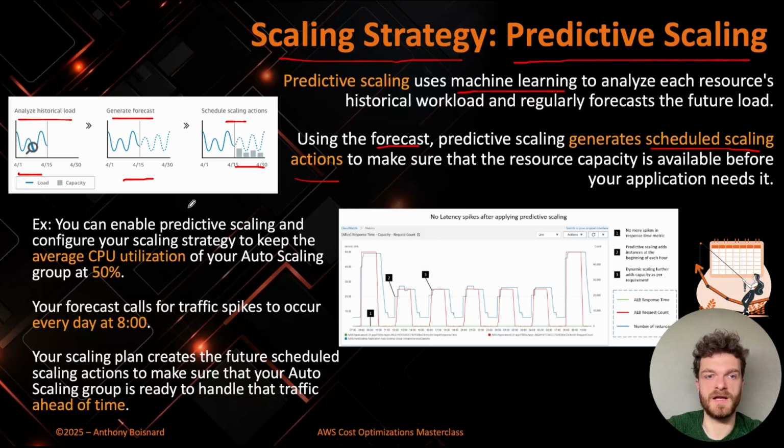So, for example, you can enable predictive scaling and configure your scaling strategy to keep the average CPU utilization of your auto-scaling group at 50%. Then your forecast calls for traffic spikes to occur every day at 8 o'clock. And then your scaling plans create the future scaling actions to make sure that your auto-scaling group is ready to handle the traffic ahead of time.